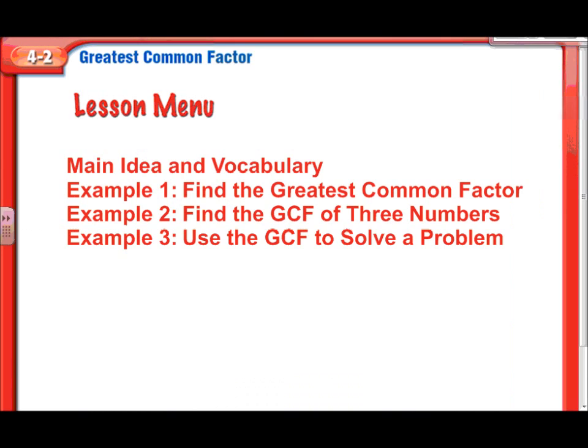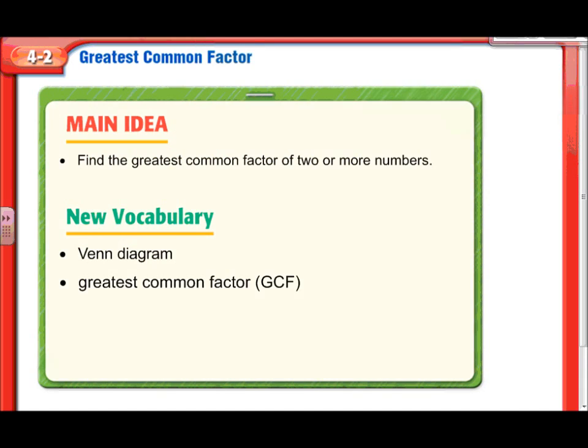All right, so we can see here, we're going to go through that main idea, which is GCF, talk about a couple vocab words, then we're going to find the GCF of 2 and then 3 numbers, and then try to use it for solving a word problem. Let's get started. All right, so again, finding the greatest common factor of 2 or more numbers. Sometimes we'll do 2 numbers, and then sometimes we'll have 3. I don't think we ever try more than 3, so it's always going to be finding the GCF of 2 or 3 numbers. Venn diagram is one of the words we're going to be defining, also greatest common factor.